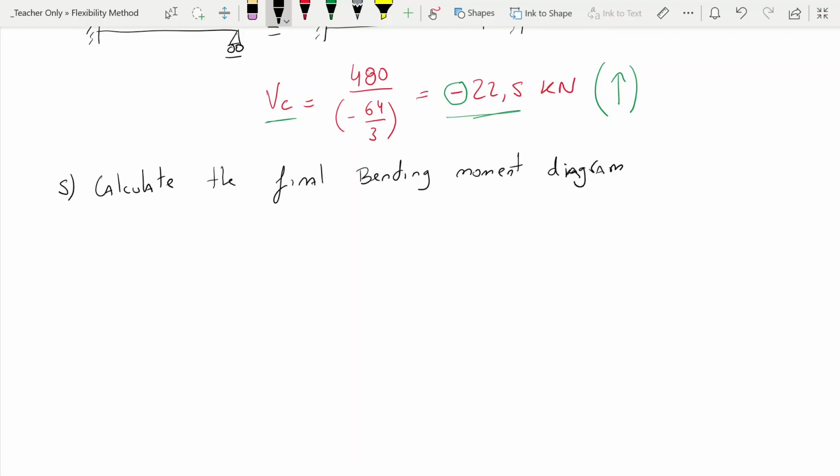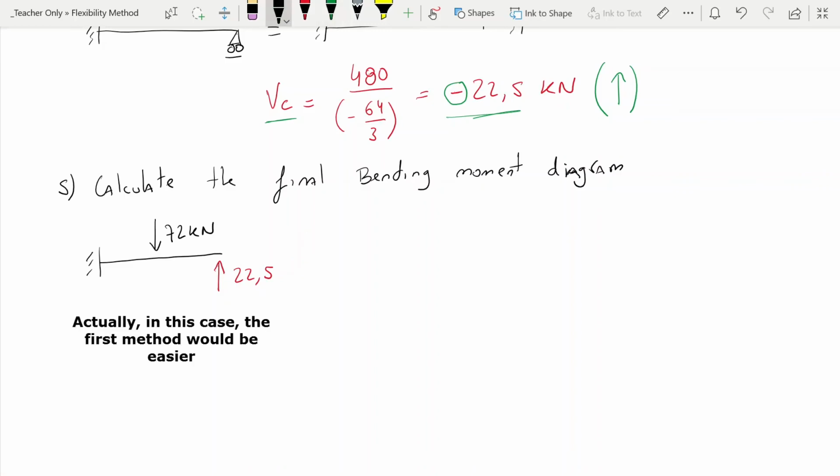Now, in this case, we could solve the bending moment diagram in a very simple way, just by saying that we have a load of 72 kilonewton, but now we know that VC is equal to 22.5. And now we have a statically determinate structure. We could get the reactions, we could get shear forces, and we could calculate the bending moment straight away using this method. But this is not the easiest method to use in this case.